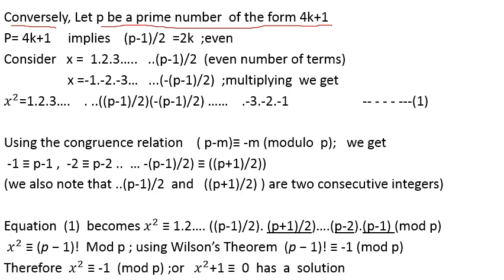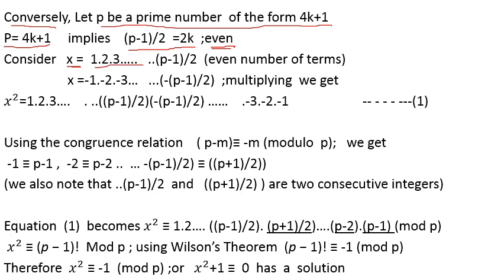When P is of the form 4k plus 1, P minus 1 is 4k, and P minus 1 by 2 is 2k, which is an even number. Very important to note this. So we consider x, and we will prove x is a solution here.